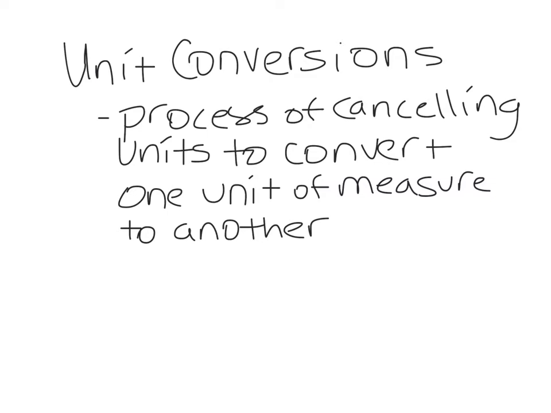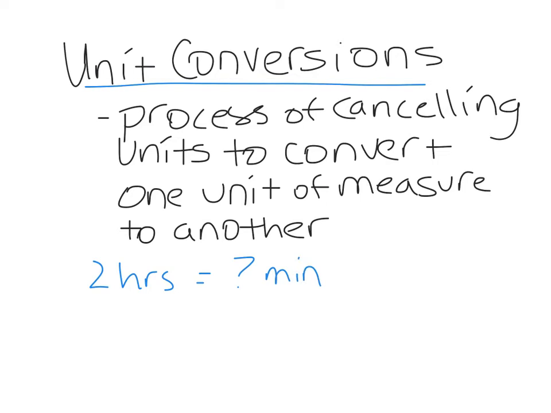Okay, so a unit conversion, just to start with, is just a process of canceling units to go from one measurement to another. Okay, so one unit of measurement to another. So, for example, if I told you I worked for 2 hours, how many minutes is that? We've got the unit of measure of time. We have two different units, hours and minutes, in this question. And so unit conversion would just be going from hours to minutes, figuring out how to do that.